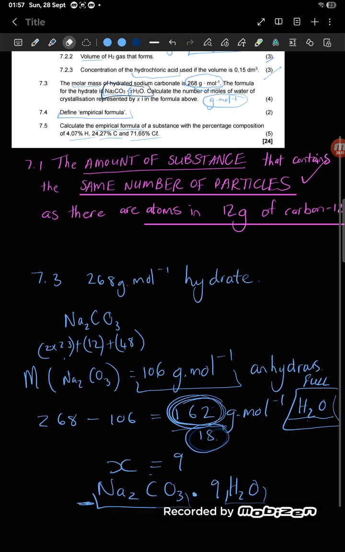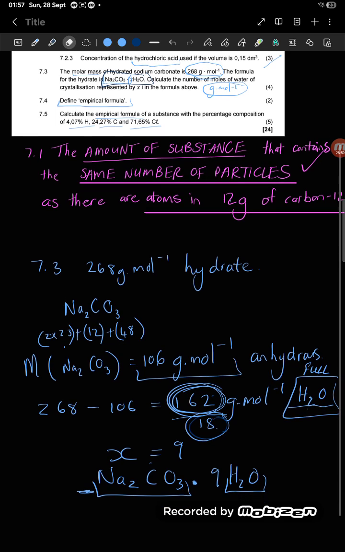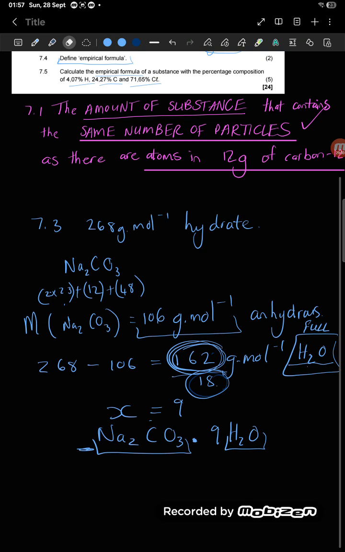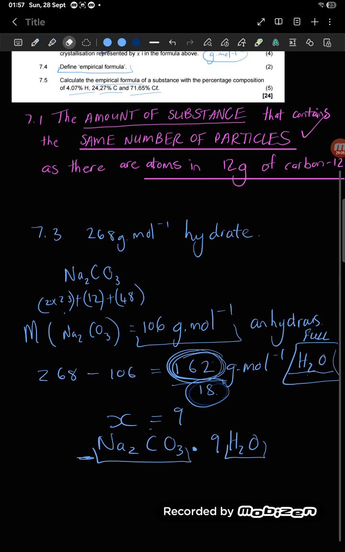7.4 again, describe empirical formula. It's the simplest whole number ratio of atoms in a compound. The word simple is very important. Ratio of atoms in a compound. Okay.